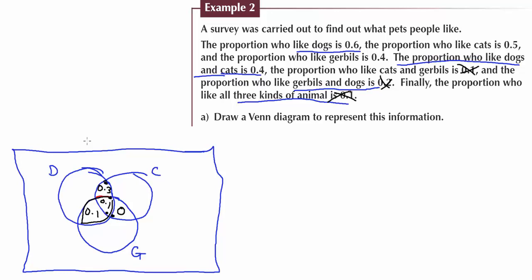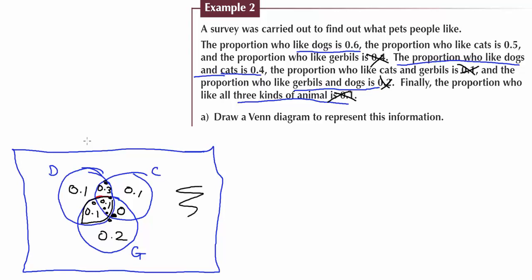Right, and then we can get to the rest. The proportion who like gerbils is 0.4. Gerbils is this one, this one, this one, and this one. This is all supposed to add to 0.4. We already have 0.2, 0.2. So that's 0.2. And similarly, cats. All of this has to add up to 0.5, so that's 0.1. And finally, dogs is 0.6. So that's 0.1 to make that. So we got that. Now, are we finished?